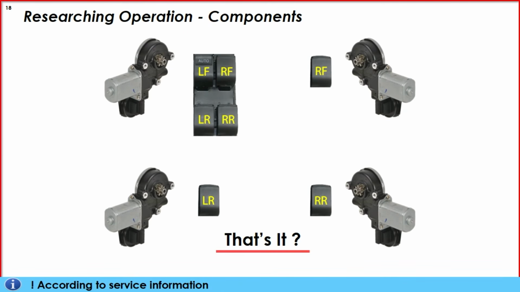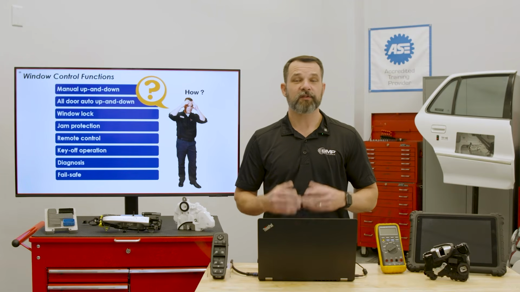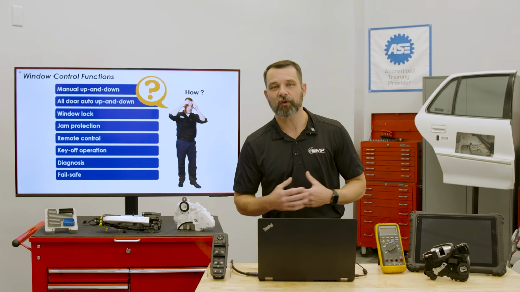Well, we'll see here, this is where it starts to get a little silly. Consulting the service manual for the components and the operation of the windows was pretty disappointing. Very little information was available, and the components involved in all the window operations were the individual door switches and motor assemblies. Now, service information stated that the individual window motors receive switch signals and then change these signals into motor activation. And as a result, window position changes. It also stated that the motors have an ECU incorporating a Hall effect integrated circuit to detect window position and jamming.